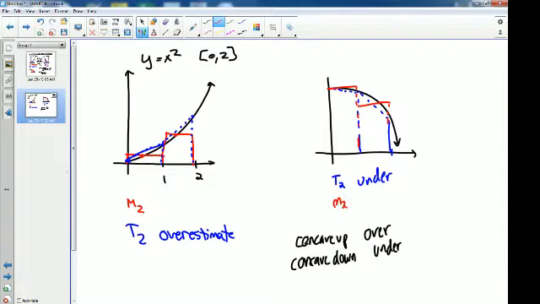Okay, now midpoint. Anybody? It's an underestimate. It's an underestimate because the triangles on the outside are smaller than the triangles on the inside.